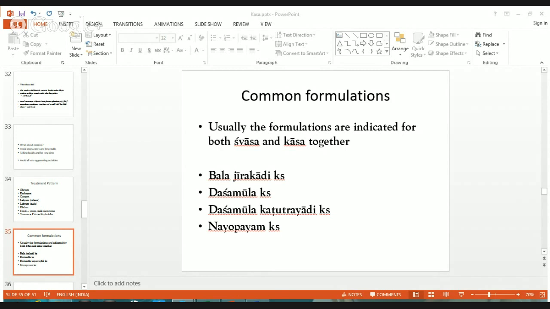It can be given in milk. A few drops can be applied on the head. A few drops can be applied on the soles of the feet. So this is very important.